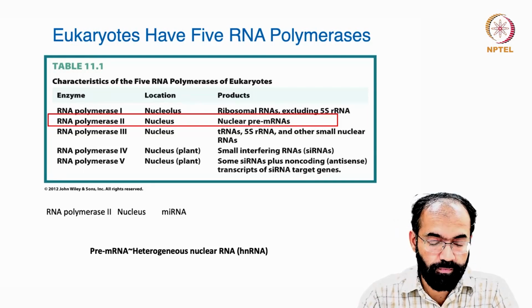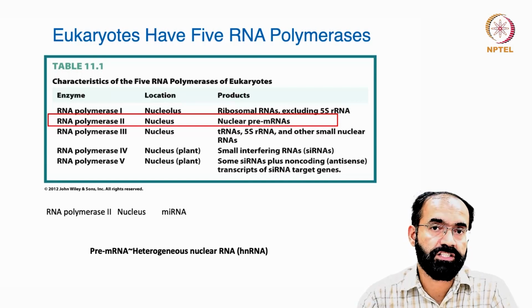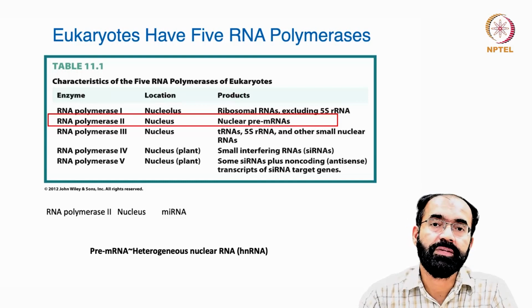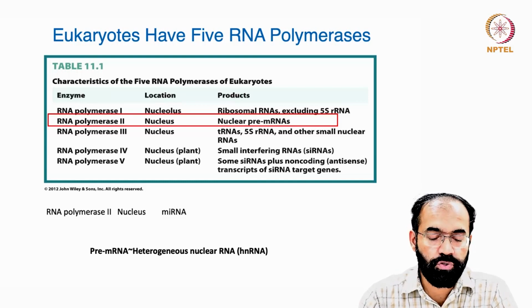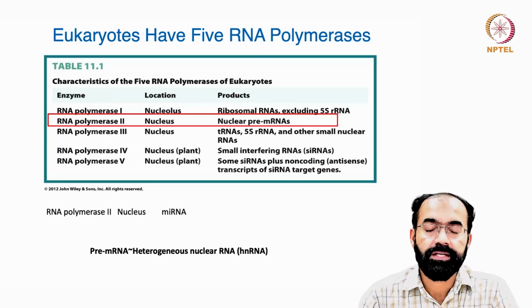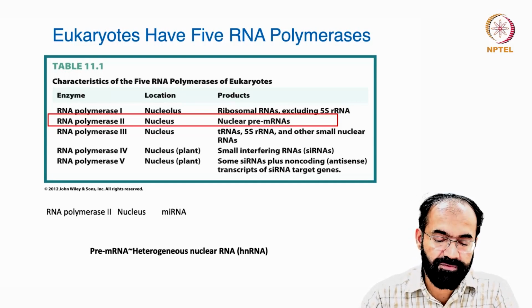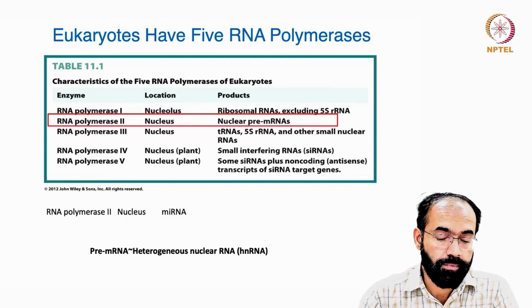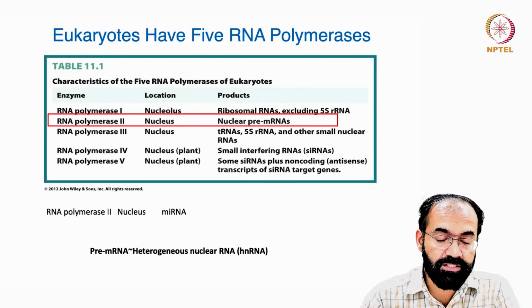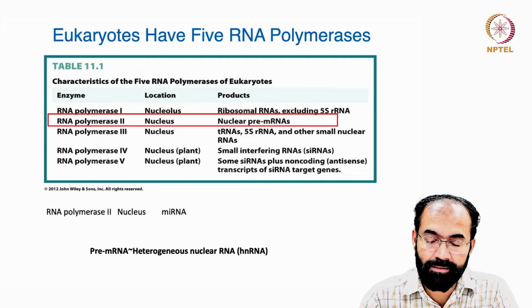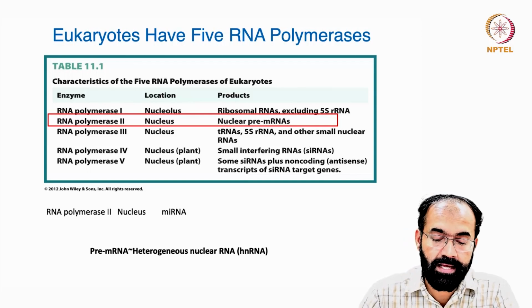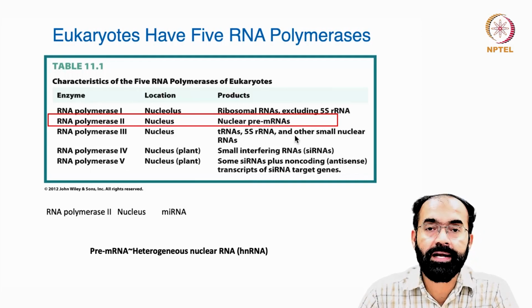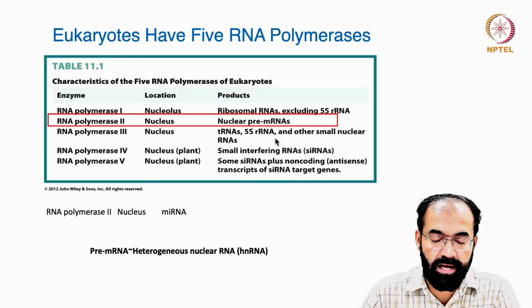Now RNA polymerase 2 is mainly in the nucleus, throughout the nucleus, and the nuclear pre-mRNAs are transcribed with the help of RNA polymerase 2. RNA polymerase 3 is mainly transcribing transfer RNA and the 5S ribosomal RNA. So RNA polymerase 2 is mRNA, RNA polymerase 1 is ribosomal RNA with an exception of 5S ribosomal RNA, and RNA polymerase 3 is handling tRNAs, 5S ribosomal RNA and other small nuclear RNAs.